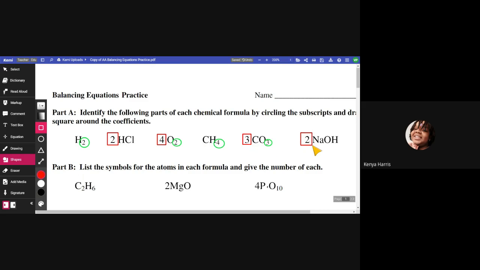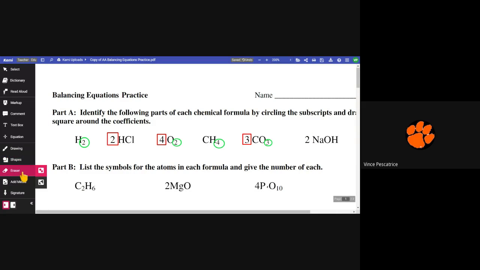Mr. Passages, how do you erase circles? If it's the last thing you did, you can hit Control Z and that'll undo it. But there's also an eraser, and then you just click on it. I'm trying to do the eraser, but it's not erasing. Try to click and drag. Oh, okay, I did it.